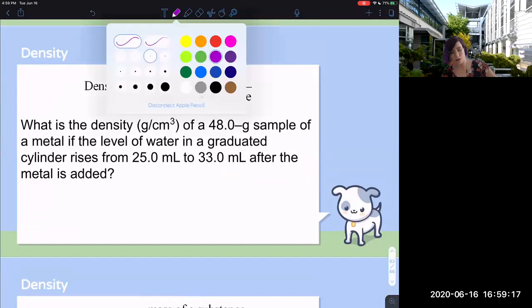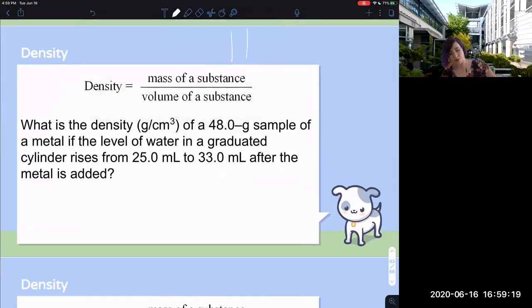So what I'm doing here is I have this graduated cylinder. It's got some water in it. And so this is my 25 milliliters here. And then I'm going to take a sample and I'm going to put it into my water. And then the sample's inside of it, and now it is 33 milliliters. So what is the volume of the metal? Well, it's the difference between the two water measurements. This is called water displacement.